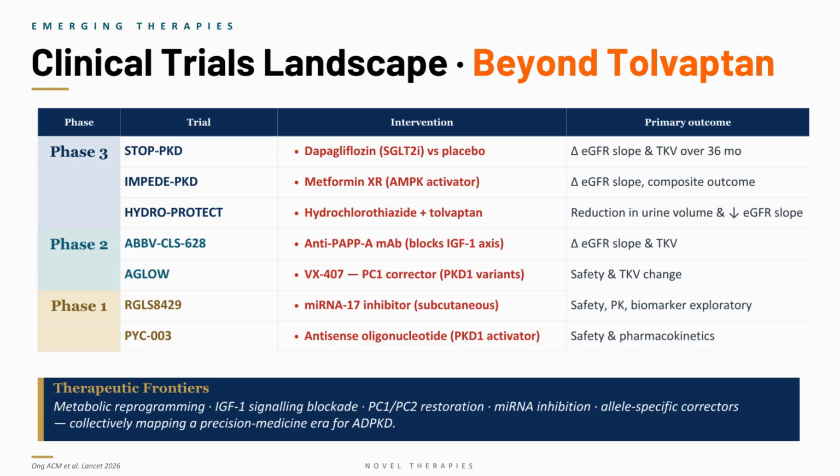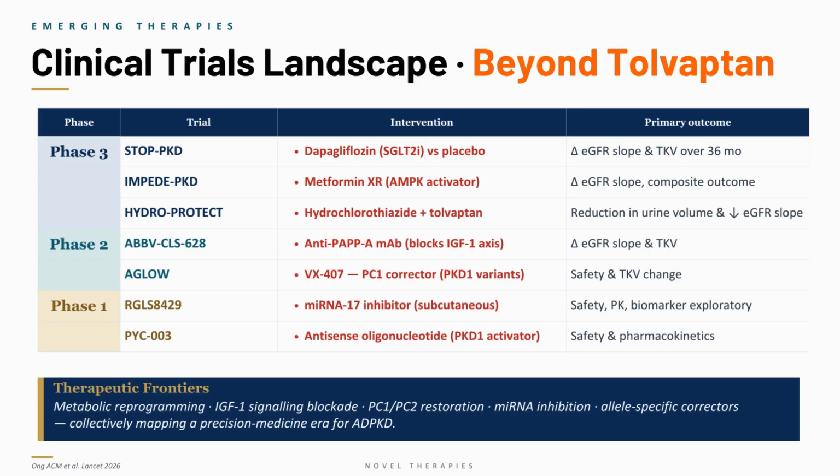Then we have a trial looking at metformin, extended release, targeting AMPK activation, again with outcomes centered on eGFR decline and composite endpoints. And finally, HydroProtect is exploring a very practical question: can we combine hydrochlorothiazide with tolvaptan to reduce urine volume while preserving kidney function? And also, we are moving to phase 2. This is where things become more mechanistically sophisticated.